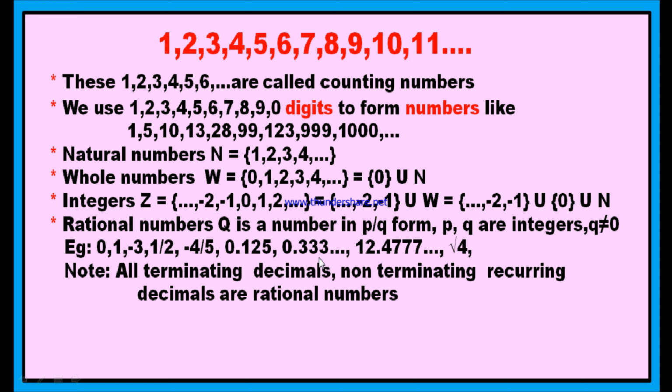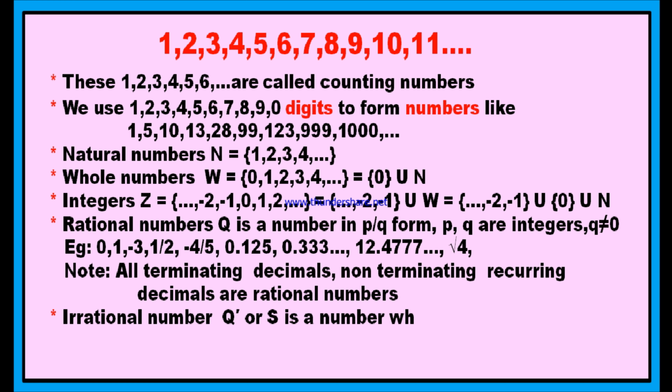0.333 and so on, it is a non-terminating recurring decimal. And 12.4777, therefore it is 12.4 and 7 is recurring, therefore again it is a non-terminating recurring decimal. All terminating decimals and all non-terminating recurring decimals are always rational numbers. And the other type is irrational numbers.